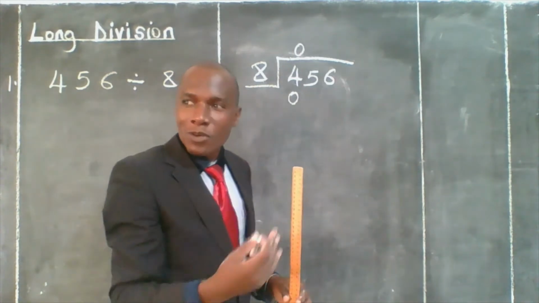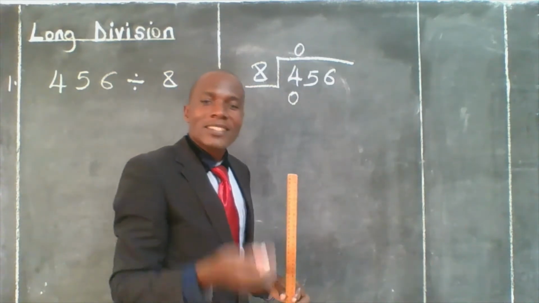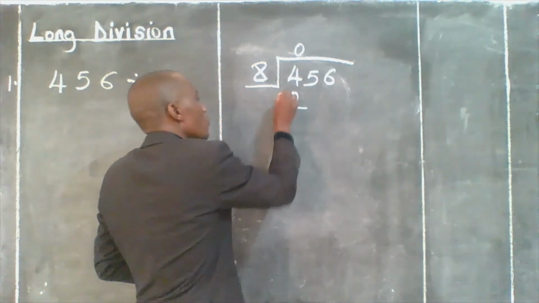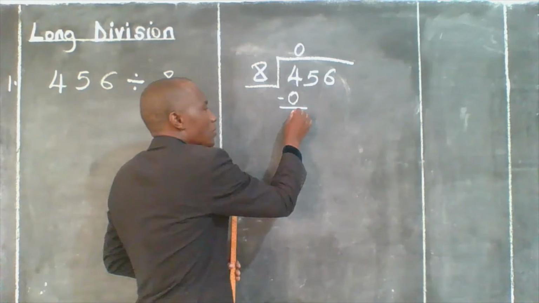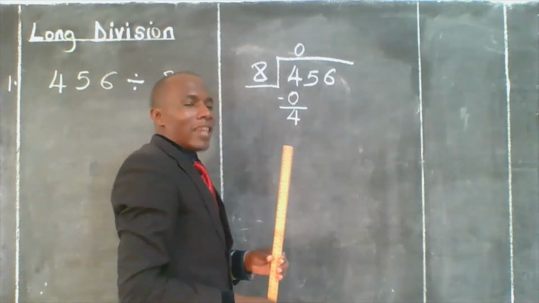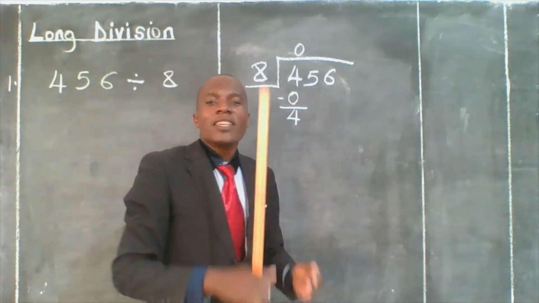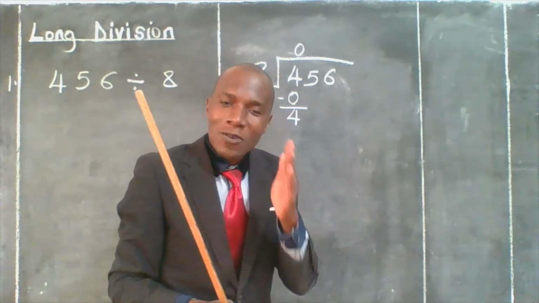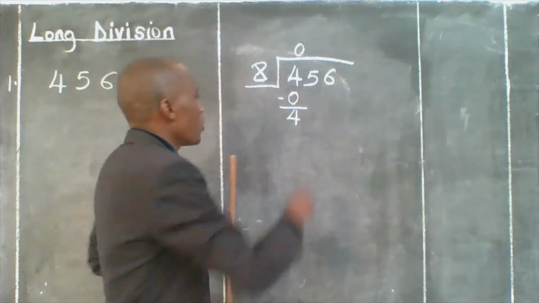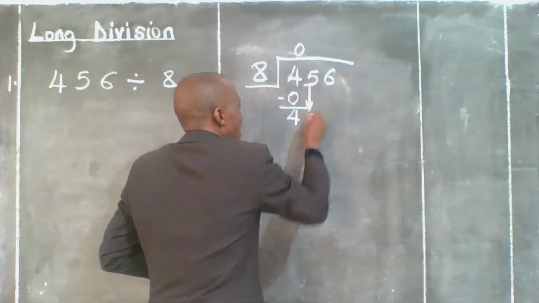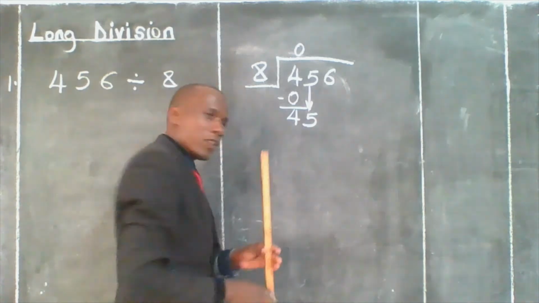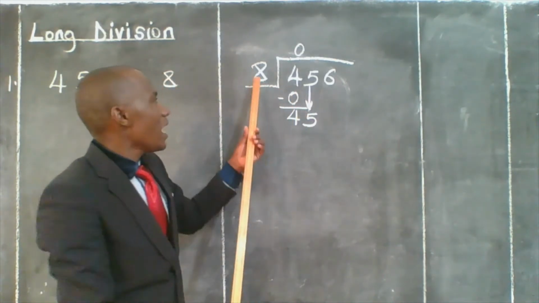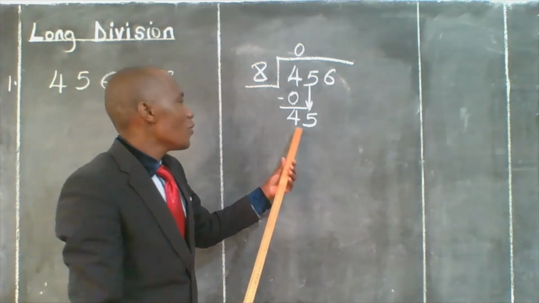After getting the 0, the next step is subtraction. We subtract 0 from 4 and the answer becomes 4. As I told you, we divide, multiply, subtract. When the number is still there, you regroup. Now we are going to regroup by adding another digit, which is 5. So we ask ourselves again, how many times does 8 enter into 45?